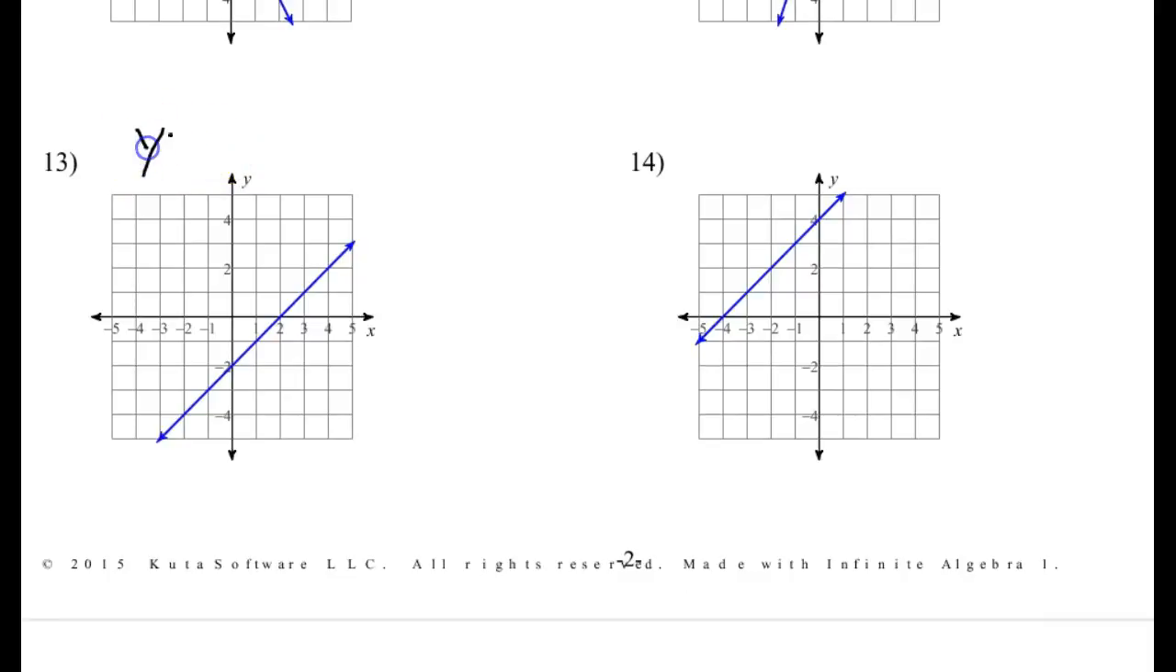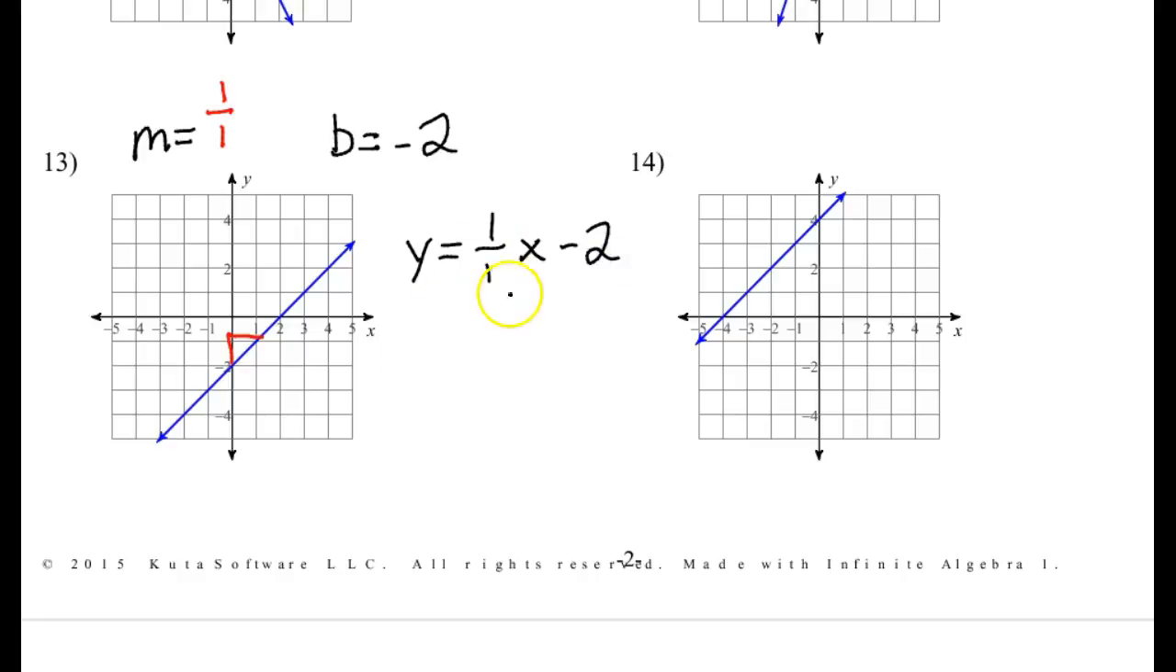Okay, lastly, number 13. Once again, let's do it this way. Slope. What is the slope? What is the y-intercept? So the slope here is just up 1 over 1. So how should this be simplified? We know this isn't correct because there's a 1 on the bottom.